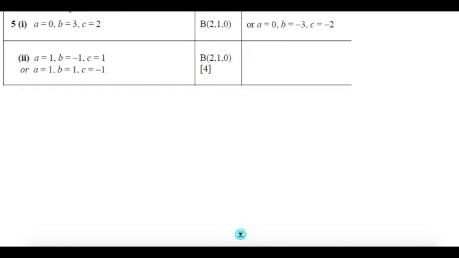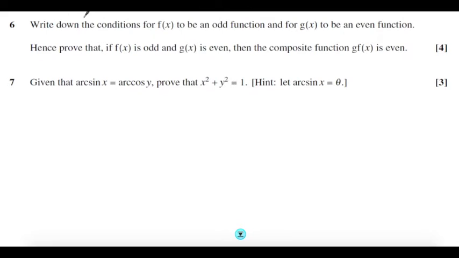Okay. Because it could have been flipped in the y-axis as well.